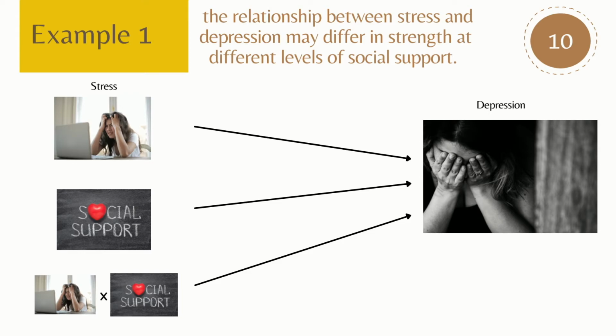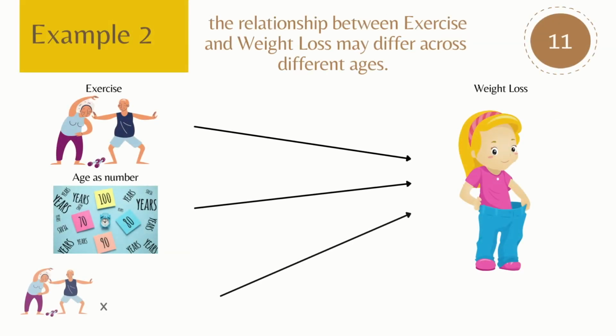In other words, stress may be more strongly associated with depression under conditions of low social support compared to conditions of high social support. And most research had examined the main effect of social support, namely that the more social support that one engages in, the better one's adjustment, therefore less depression.